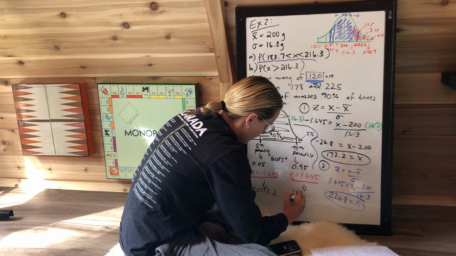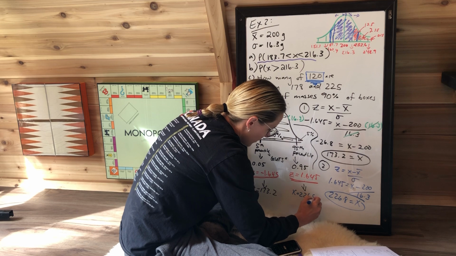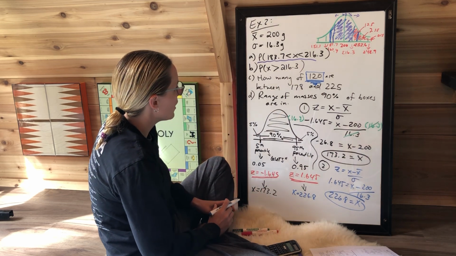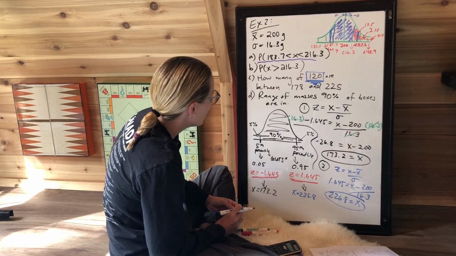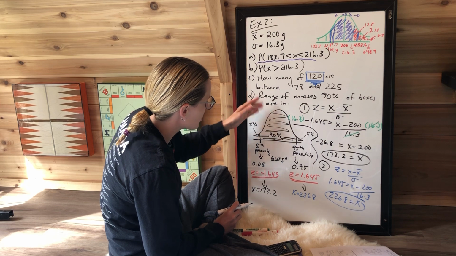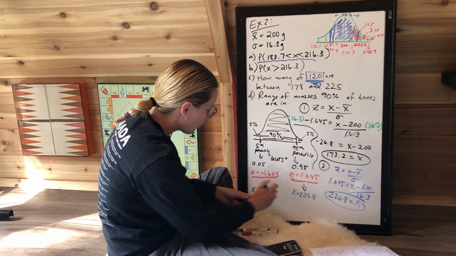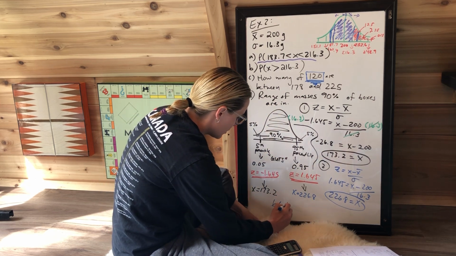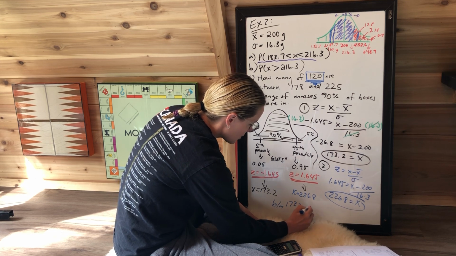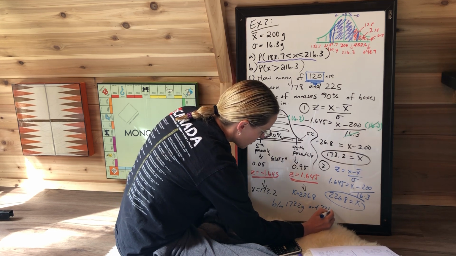So this one was 226.8. So when they are asking what range of masses do 90% of the back boxes fit in, well, the range of masses is between 173.2 grams and 226.8 grams.